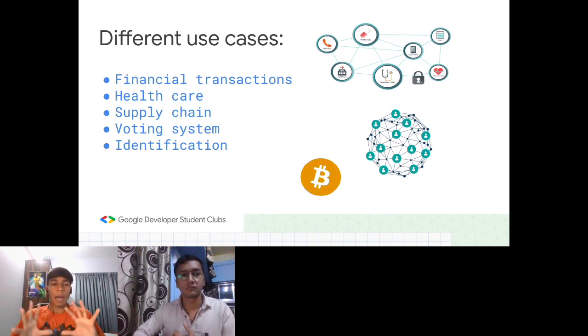So these are all still in a research phase, and we haven't explored much of these technologies yet. But this is what the future is going to look like. The technology is still ripening. It will take time, but the next decade is going to be about this. All right, guys.